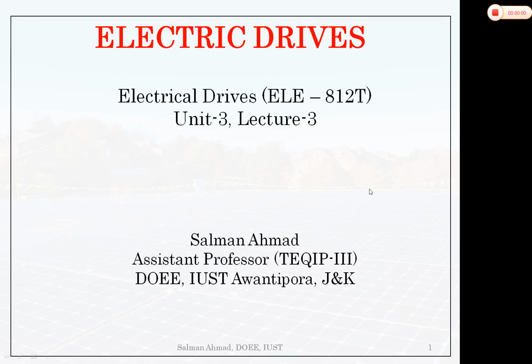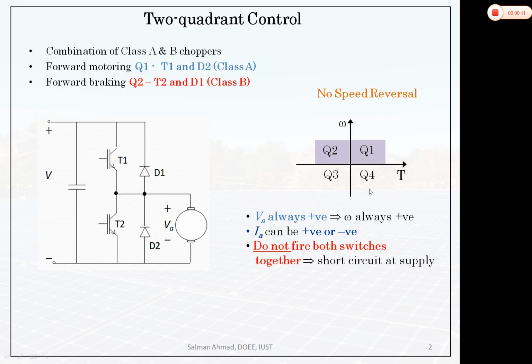Hello everyone. So this is the third lecture in unit 3, and in this lecture I'll discuss the four quadrant operation of chopper fed DC motor drives. In the last class I discussed class B chopper, that was for forward braking, and the two quadrant chopper. The two quadrant chopper is formed with the help of class A and class B. Class A is formed with the help of T1 and D2.